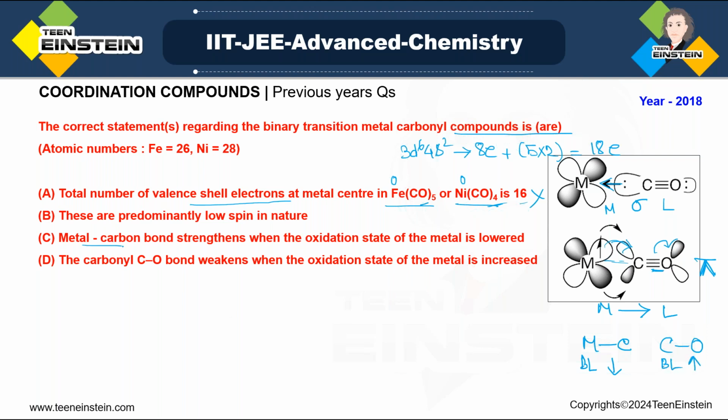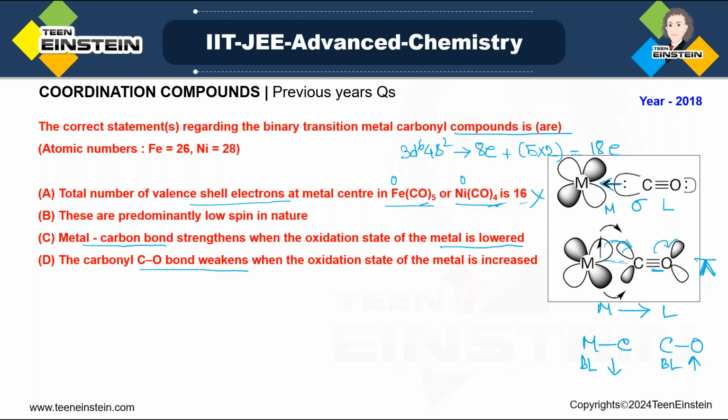Now look at the C statement. It is saying metal carbon bond strengthened when oxidation state of metal is lowered. Oxidation state of metal is lowered means now there is more electron density. Suppose from +1 it is moving to -2, or from +2 it is moving to +1. Oxidation state is lower. That means it is more electron rich. When more electron rich means back bonding is good. Back bonding good means metal carbon bond will be strengthened. So this is also true.